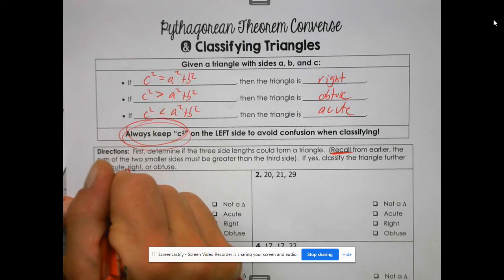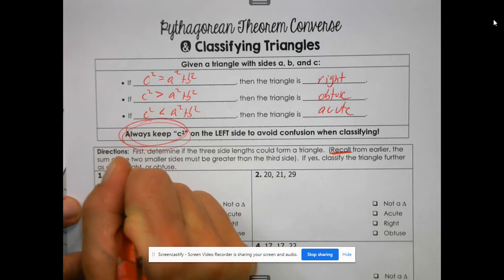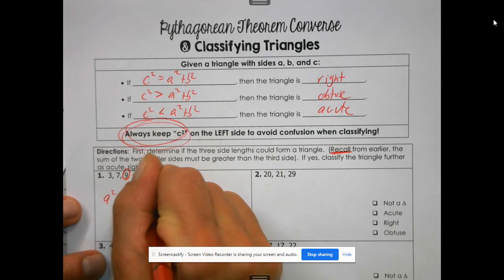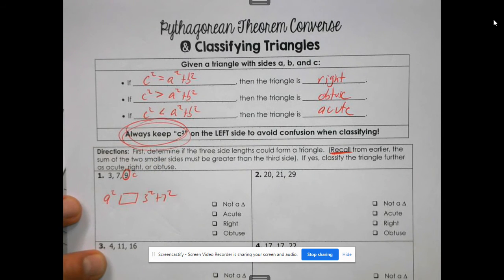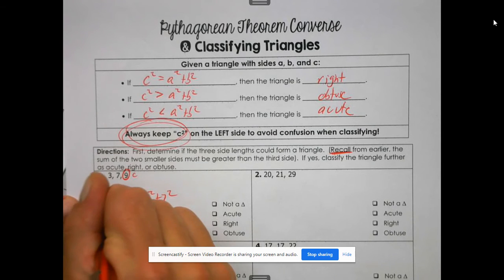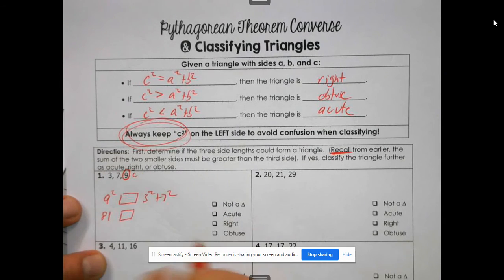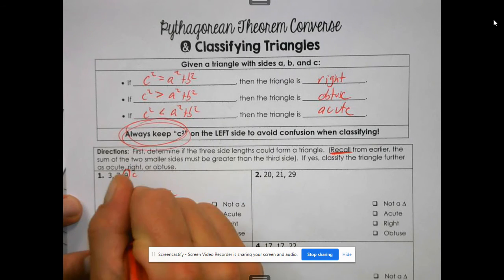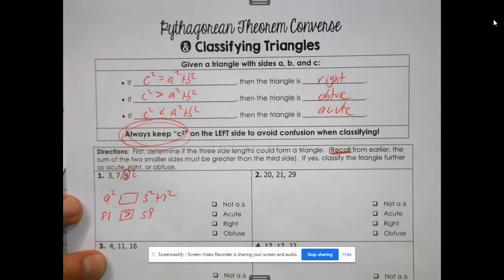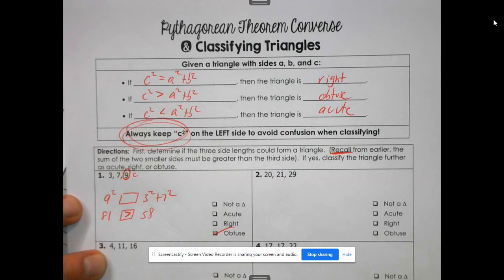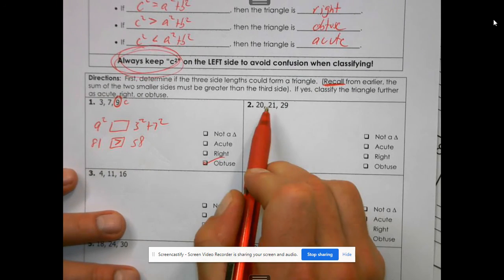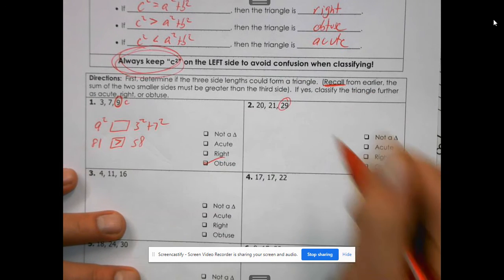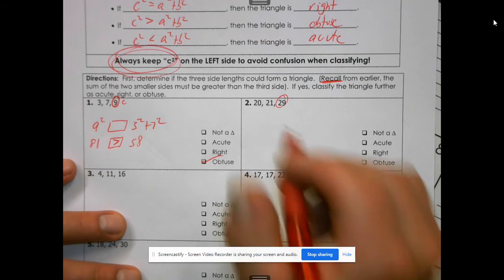So if I set it up, 9 squared, how does that compare with 3 squared plus 7 squared? 9 squared comes out to be 81. 3 squared plus 7 squared is 58. So C is bigger. That makes it obtuse. Number 2. 20 plus 21 is bigger than 29. So yes, we have a triangle.